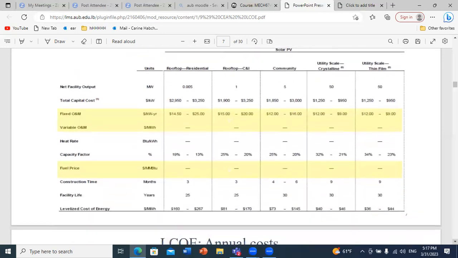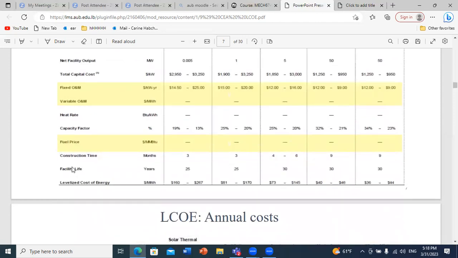What is the capacity factor? What is the construction time, the facility life, in order to know in total what will be the levelized cost of energy.